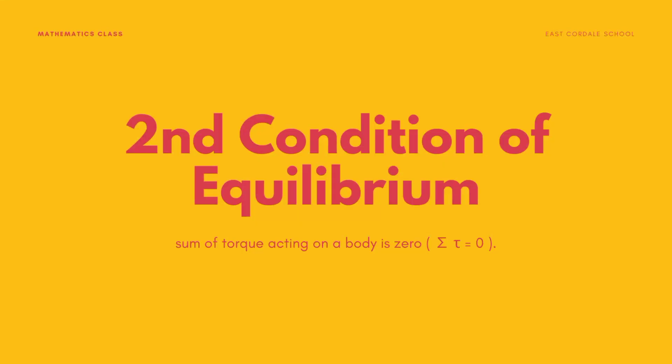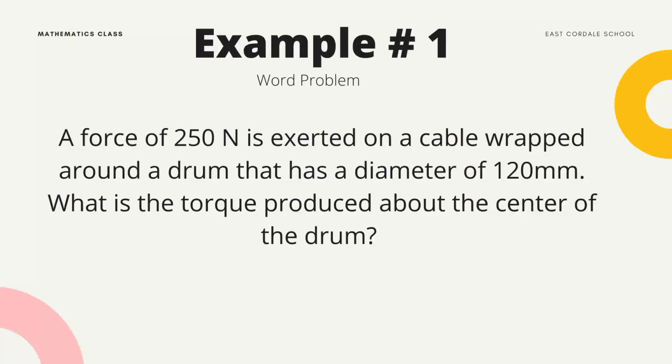43.61 Newton. Second condition of equilibrium: the sum of torque acting on a body is 0. A force of 250 Newton is exerted on a cable wrapped around a drum that has a diameter of 120 mm. What is the torque produced about the center of the drum?